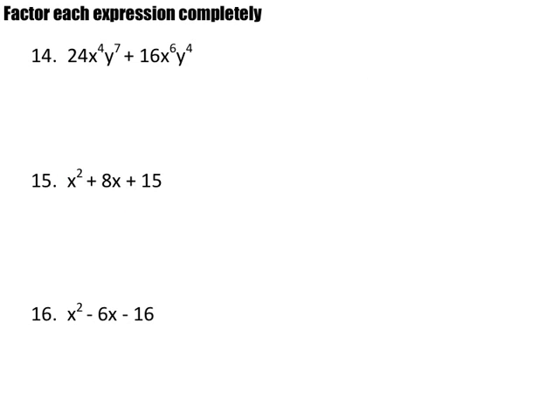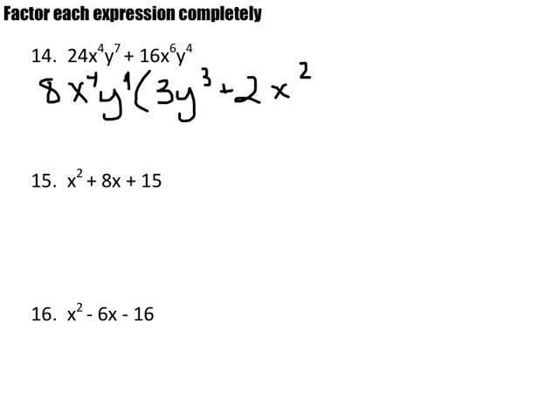Factor each expression completely. The first one's a binomial, so first thing we do is look for a greatest common factor. I know 8 can divide into all of those, x to the fourth can divide into all of those, and y to the fourth can divide into all of those. When I take those out, I'm left with 3, x to the fourth's are gone, y to the third, plus 2, and our y's are gone. So 8x to the fourth, y to the fourth, times 3y to the third power plus 2x squared.